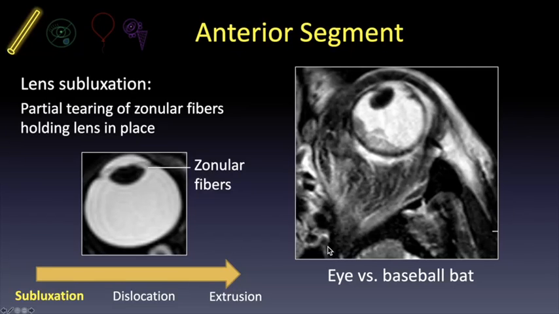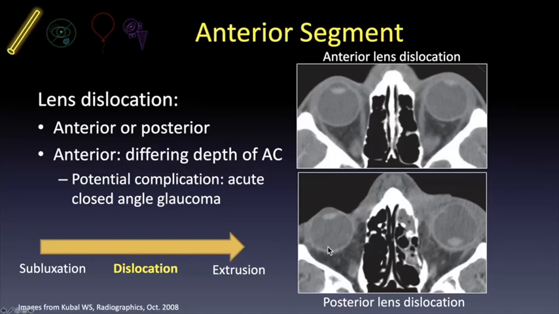Lens dislocation injuries occur along a spectrum from subluxation at the mild end to extrusion at the severe end. Lens subluxation results from partial tearing of the zonular fibers which attach the lens to the ciliary body. These images from the literature illustrate that lens dislocation from complete disruption of the zonular fibers may be anterior or posterior. Anterior dislocation may be evidenced by differing depth of the anterior chambers between the two eyes, and although it may be subtle, it is important to recognize because it may result in acute closed-angle glaucoma.